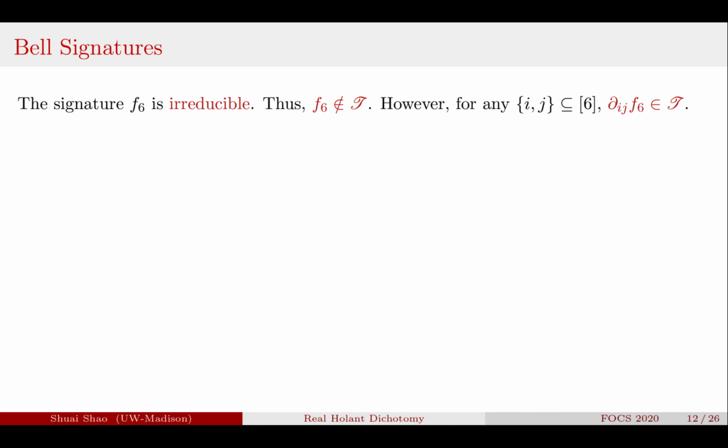Now let's see some properties of this signature f sub 6. First, it's irreducible. Irreducible means that it cannot be decomposed as a tensor product. So clearly it's not a tensor product of binary or unary signatures. So it's not in T. However, by merging the signature f sub 6 using equality, we cannot realize a 4-ary signature that is not in T. So by merging, we can only get signatures that are tensor products of binary signatures.